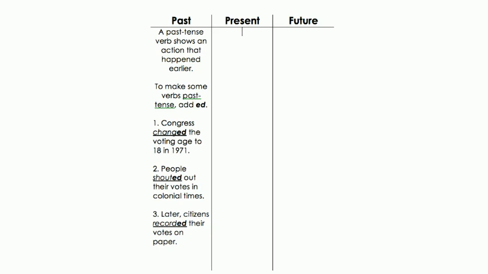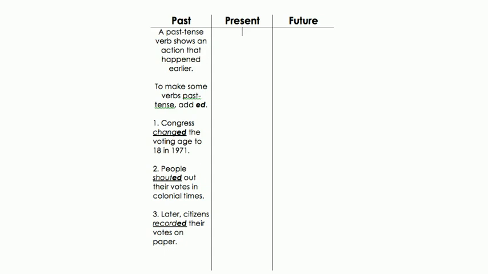Now let's look at past tense. A past tense verb shows an action that happened earlier. To make some verbs past tense, you add ed. Here are some examples. Congress changed the voting age to 18 in 1971. Notice that we added ed to make the word change past tense.